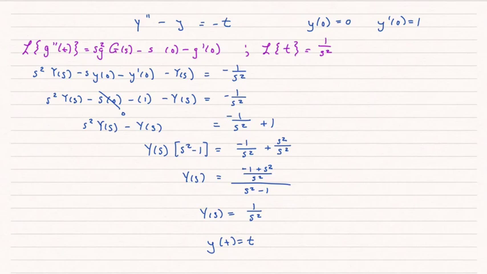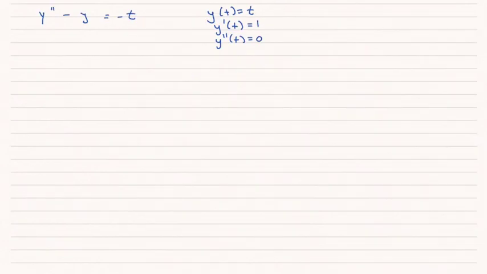We could go ahead and check this by plugging in the solution into our original problem. Let's go ahead and do that. In order to do this, I'll need to take the first and the second derivatives of y, and when I do that, I find that letting y(t) equal t is in fact a solution to this differential equation.